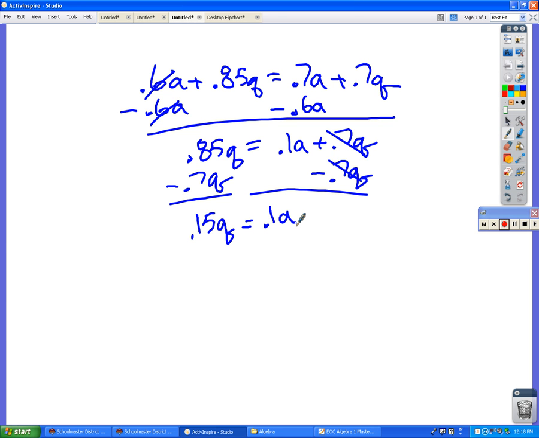And now I need to either divide by 0.15 or divide by 0.1. Which one would you like to do? 0.1 because it's smaller. So what is 0.15 divided by 0.1? 1.5. Okay, so the answer is not 50-50, but I have to put in 1.5 times as much of the other milk as I did the first one. Okay, so the A milk has to equal 1.5 times the Q milk.